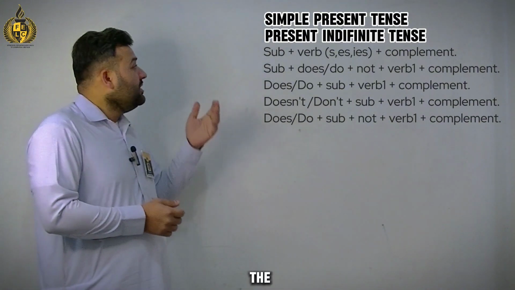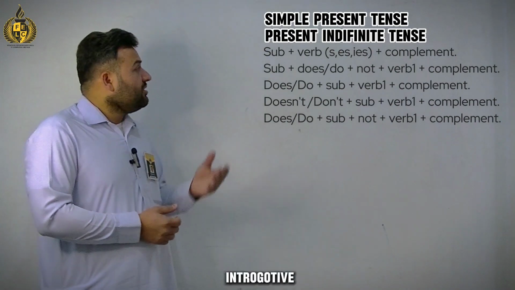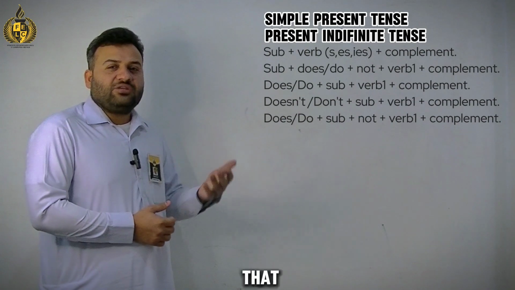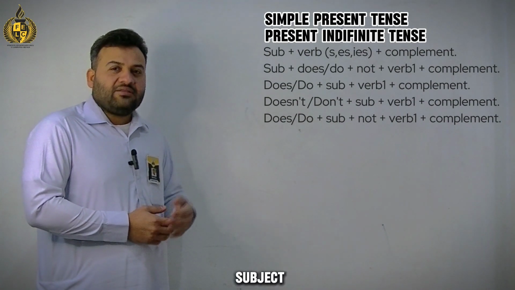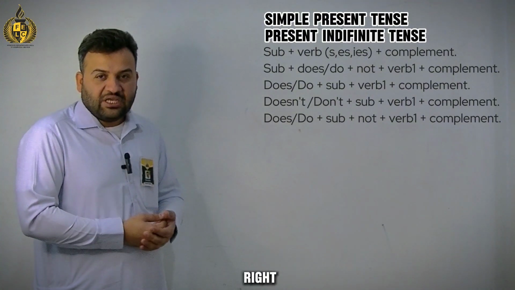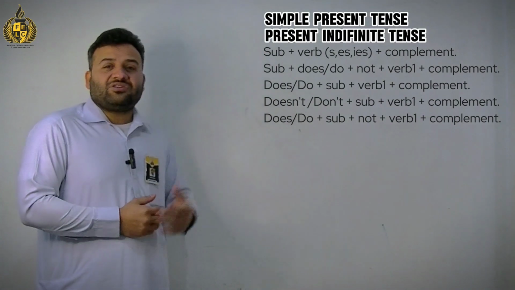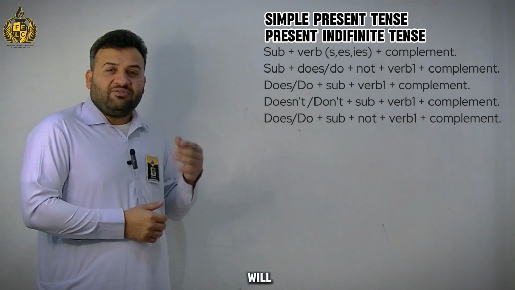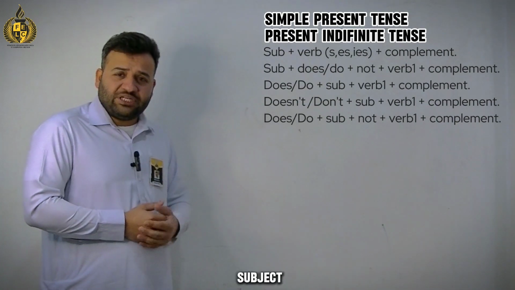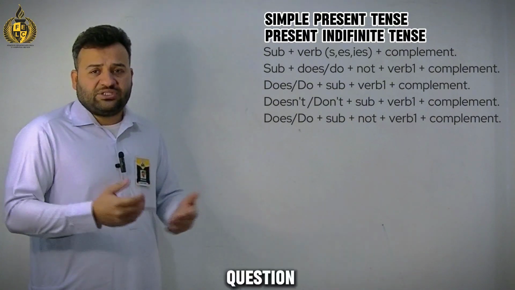Let's go towards the interrogative structure. In the interrogative structure, first you can see we have to use does or do. Then after that we will use a subject. Then after that we will use the first form of the verb and then the complement, right? But remember to use a question mark at the end. And in the negative interrogative American structure, we will first use doesn't and don't. Then after that we will use the subject. Then we will use the first form of the verb and complement and then the question mark.